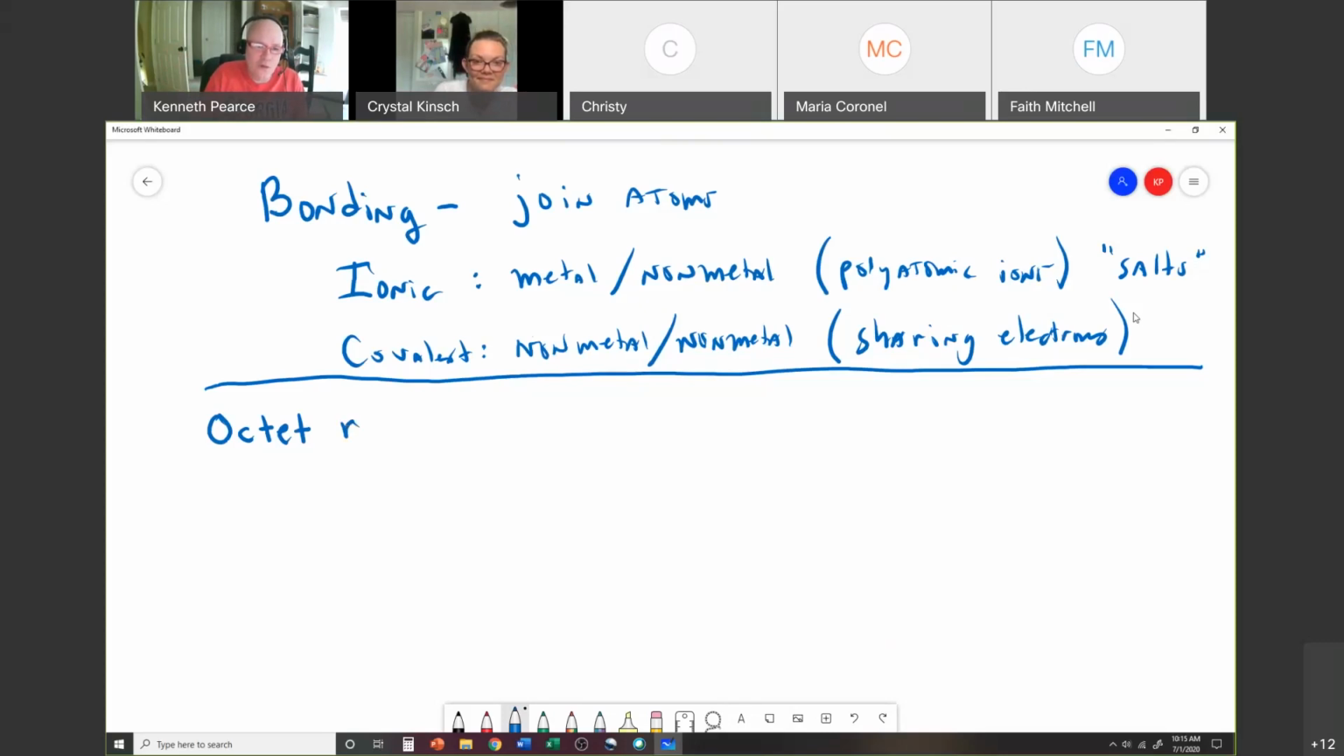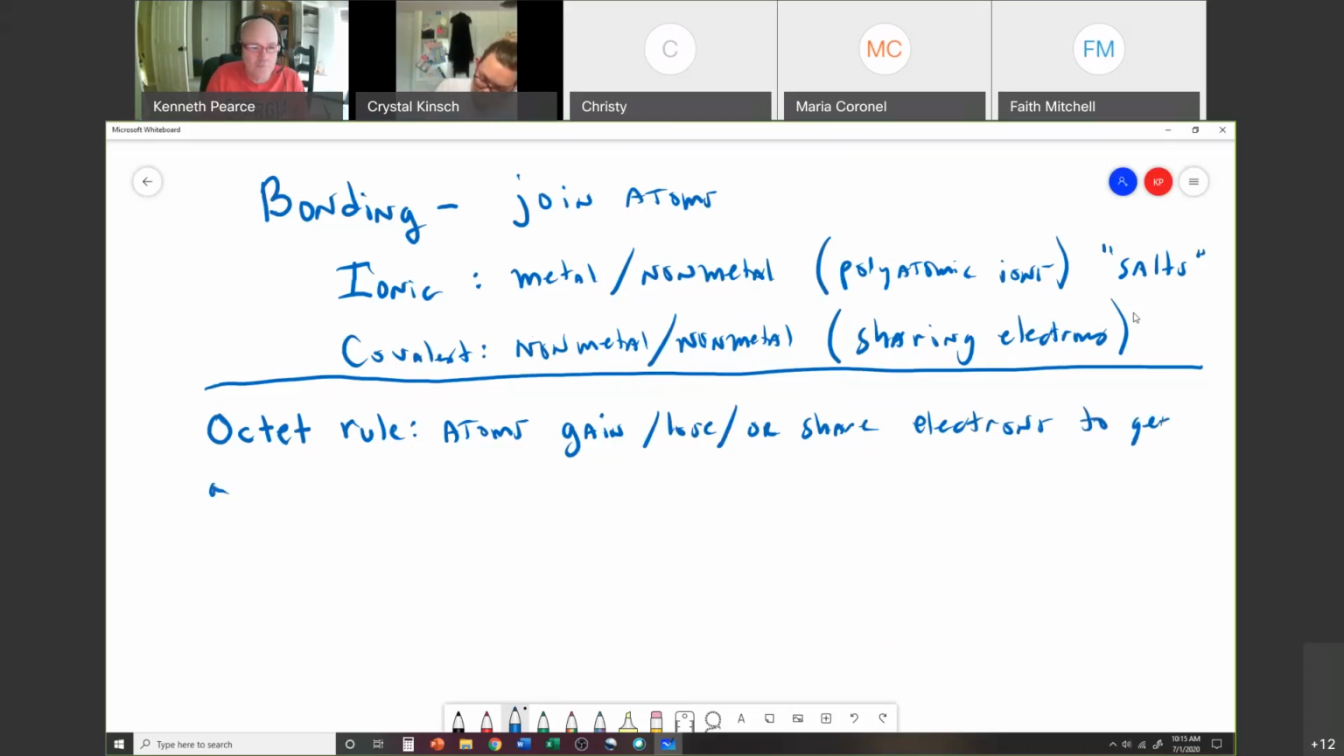So the octet rule, with a C, is atoms gain, lose, or share electrons to get a full valence shell. Now, this is a little bit different from what the text says. The text says actually 8 electrons, but you can get a full valence shell without there being 8 electrons. It often is 8, but it doesn't have to be 8.